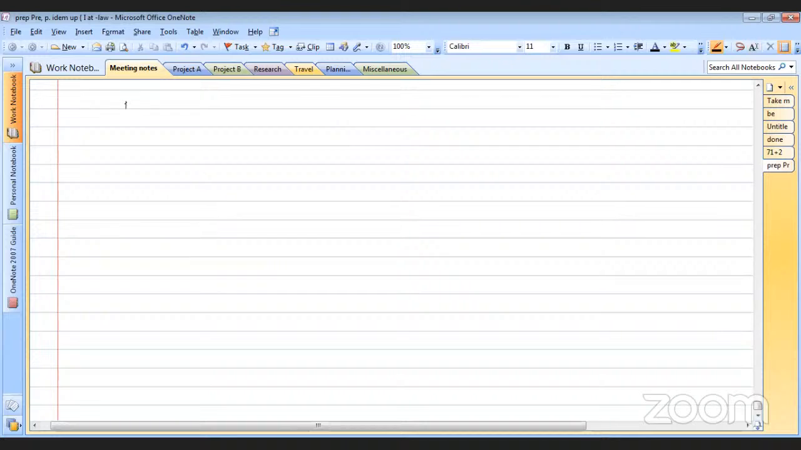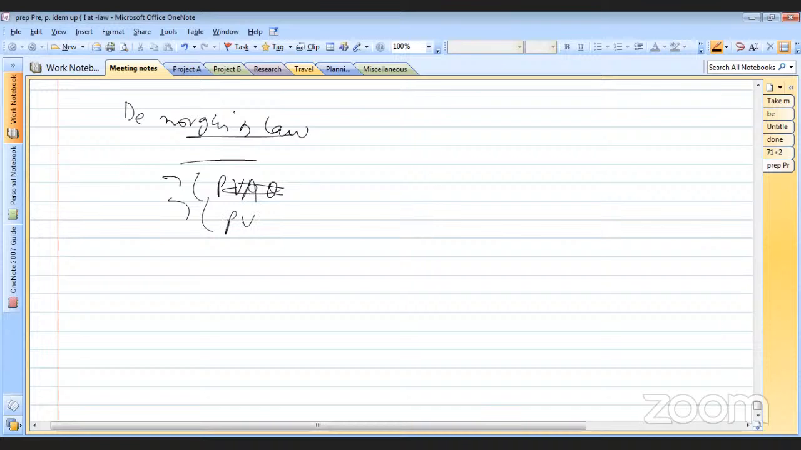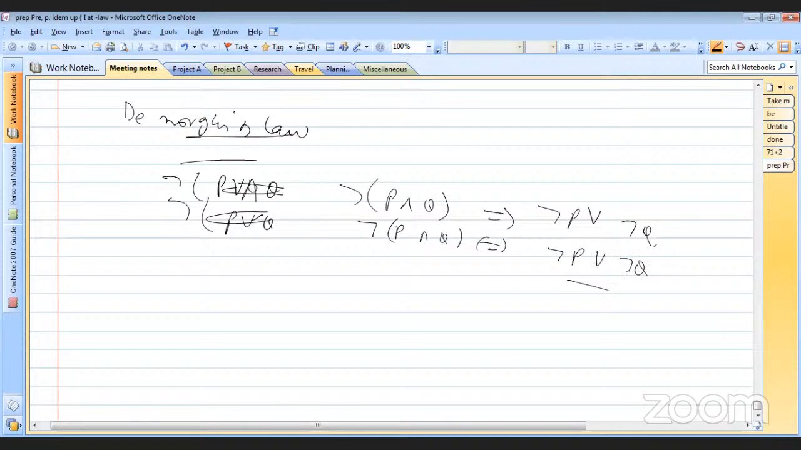Then De Morgan's law. I'm writing here: negation of (P and Q). So therefore, the condition is negation of (P and Q) is negation of P or negation of Q. This is the fundamental De Morgan's law.